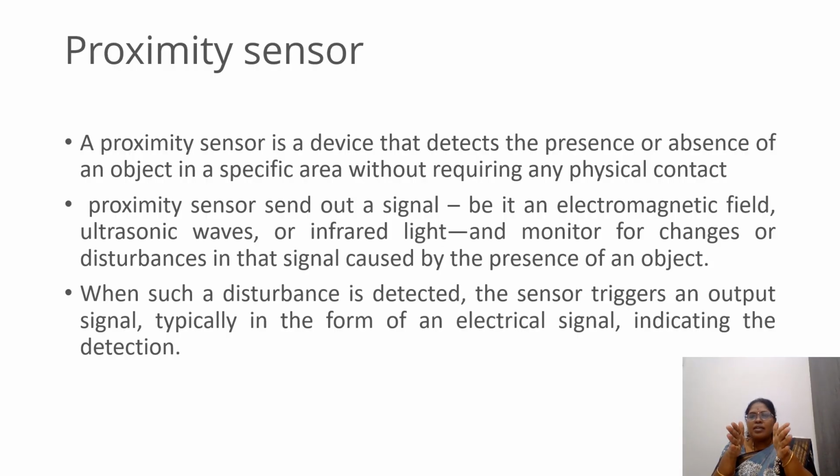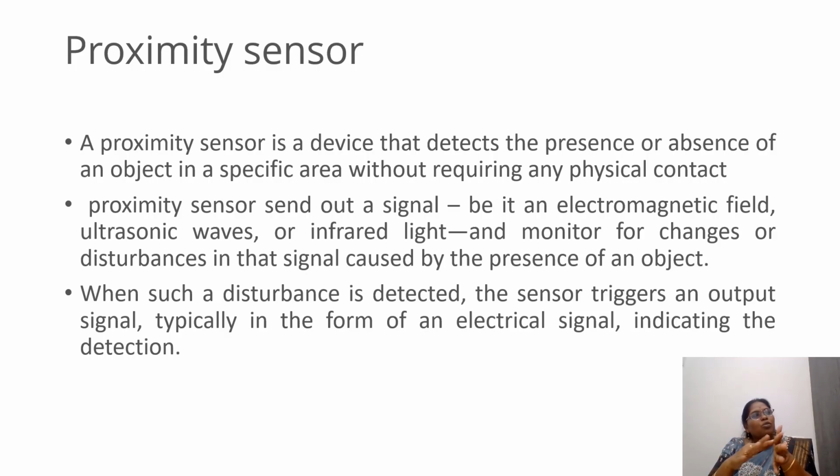This acts like a capacitance: this is one plate, this is another plate. Capacitance is epsilon A by D, so when the distance changes, the capacitance automatically changes. Here also the distance changes, but at this portion it doesn't detect. When it comes to this portion, it gets detected because the threshold value is matched, and automatically the door will open.